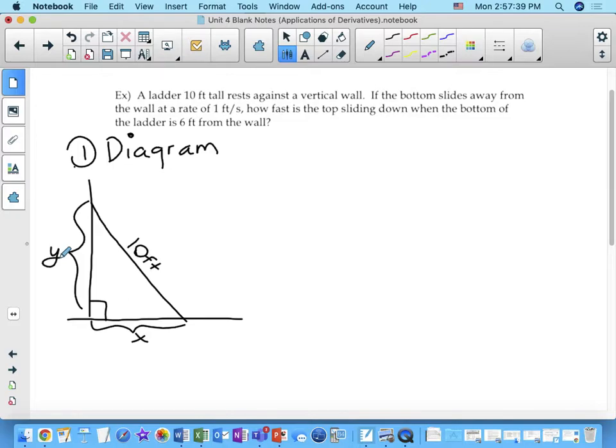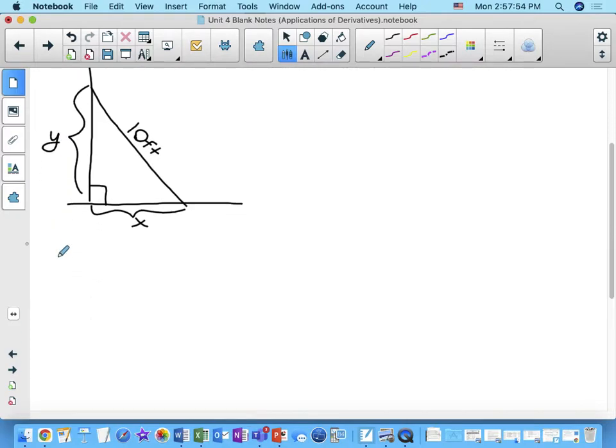Okay, so that's a pretty nice diagram right now. Can we come up with any equations that relate any of these variables together at this point? Pythagoras, exactly. So let's write that down. We know that x squared plus y squared equals 10 squared.